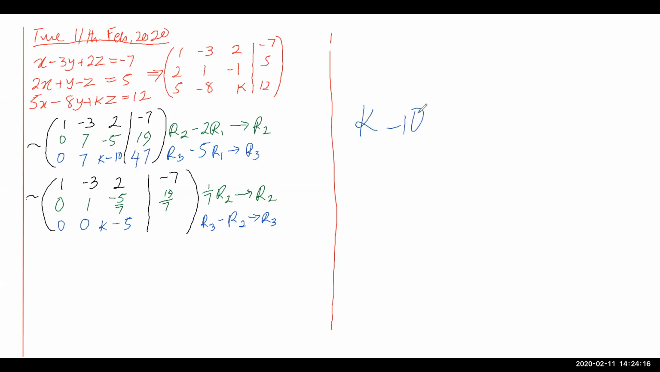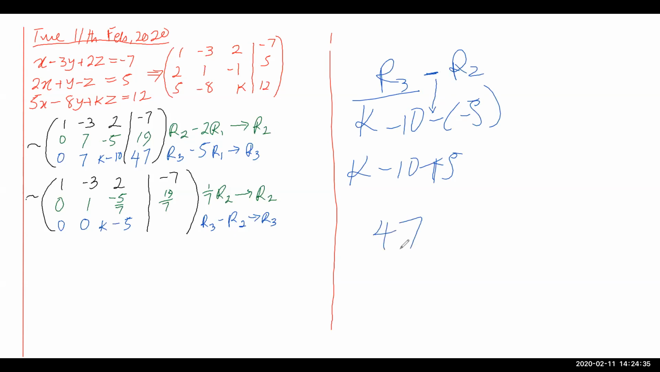Remember, we have k minus 10 minus 5. Row 3, which is this. Row 2, which is this. The minus between is this and that. So it's going to be k minus 10 plus 5, which is k minus 5. So you have to be careful. The last one, 47 minus 19, what is that?